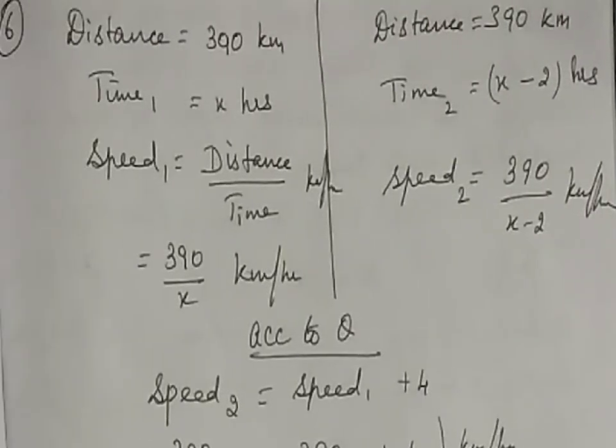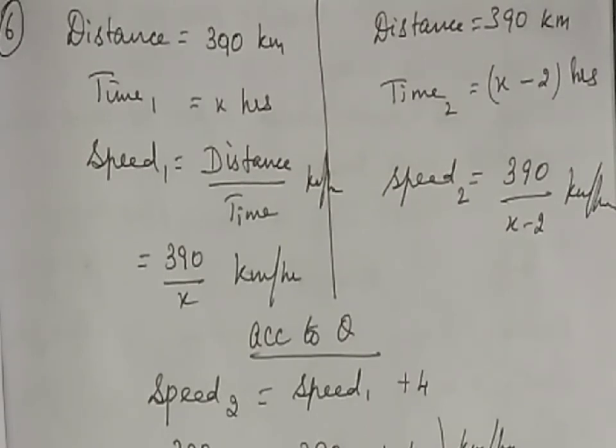Question number 6. In this question, the distance is given and x is not the speed, it is time. We have to take x as a time. What is given in the question? The distance given is 390 kilometer and the time taken is x hours. If the speed had been 4 kilometer per hour more, it would have taken 2 hours less for the journey.